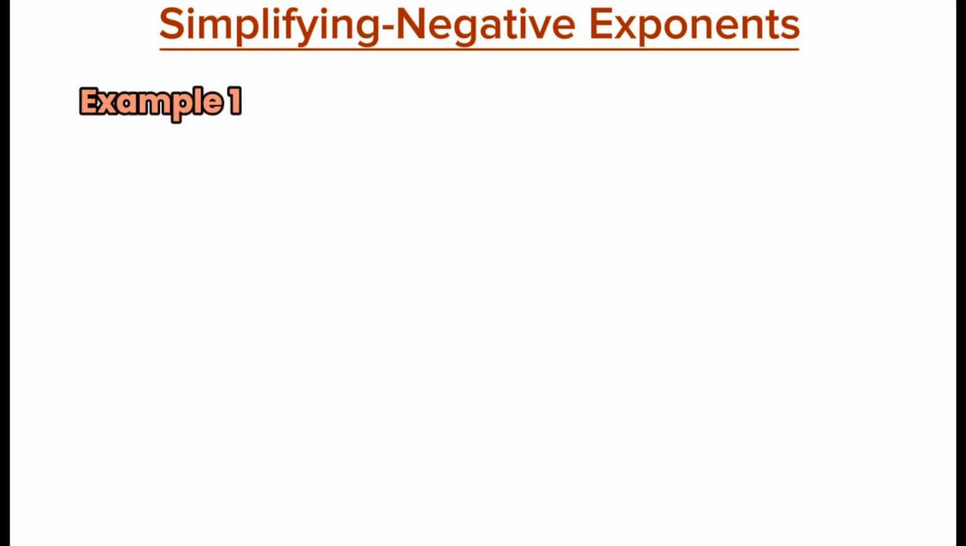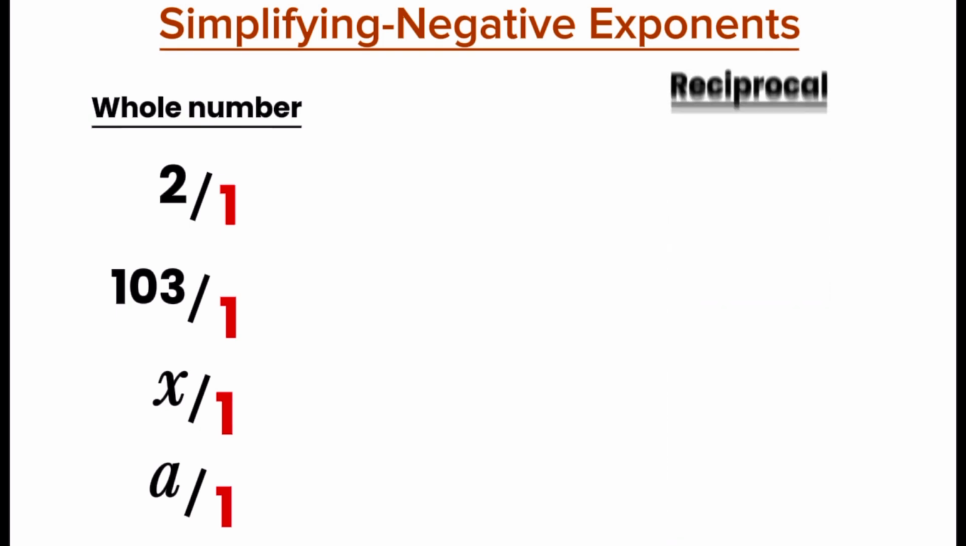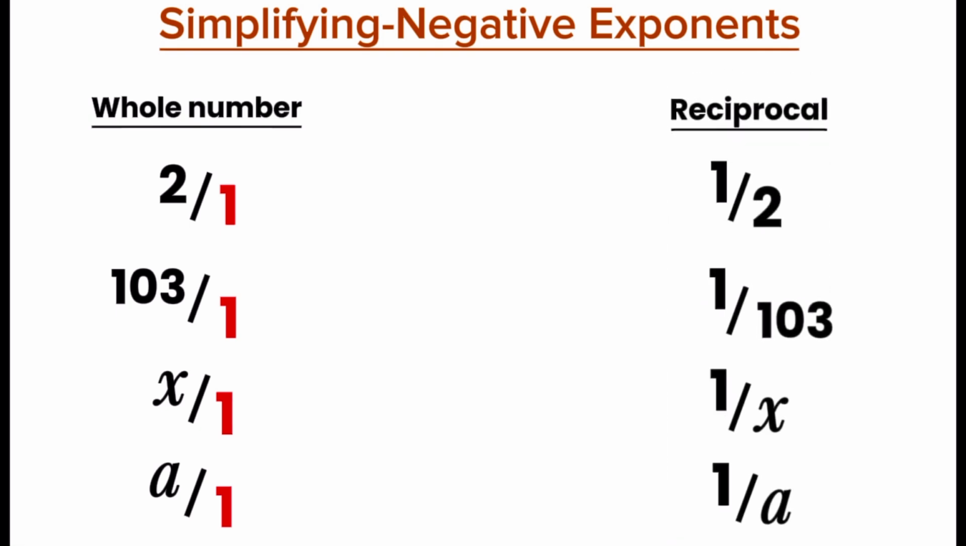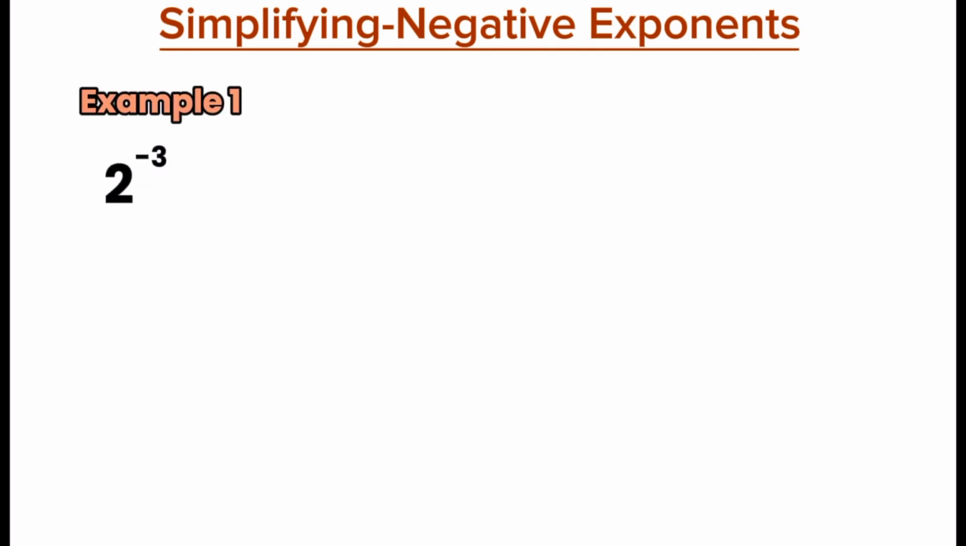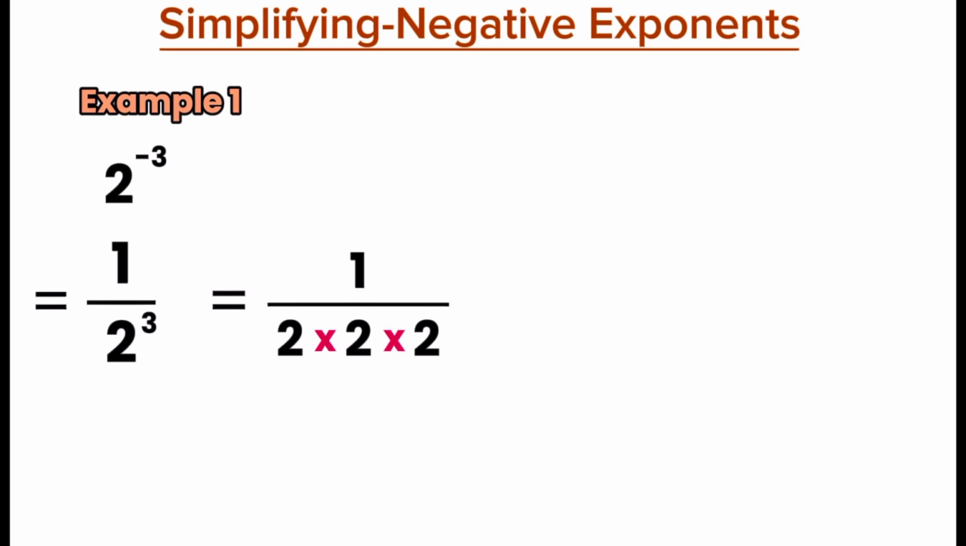As an example, let's say we have 2 to the power of negative 3. Just a heads up, all whole numbers have a denominator of 1. The 1 is just invisible because any value divided by 1 is itself. Therefore, the reciprocal of a whole number is 1 over that number. So with 2 to the power of minus 3, all we have to do is flip the base and have it become 1 over 2 to the power of 3. As you can see, the exponent is now positive 3. Written out the long way, it looks like this, and therefore the answer is 1 over 8.